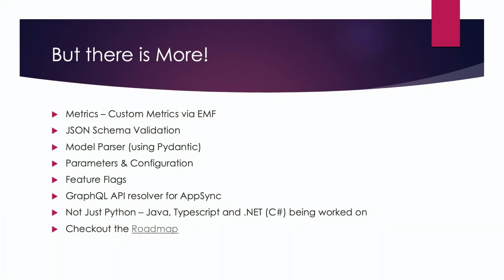There's also built-in JSON schema validation out of the box. There's model parsing for Python using Pydantic. There's a really neat parameters and configuration setup that will automatically cache parameters from Parameter Store or configuration from AppConfig. So you don't necessarily need to use layers, but out of the box, it will cache this stuff for you, which is amazing, right? It makes it really, really simple to use.